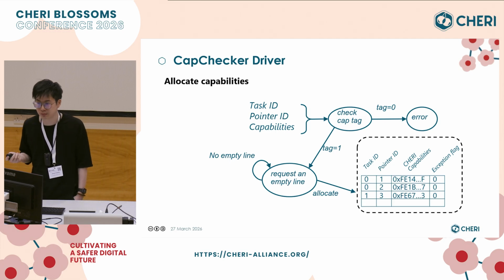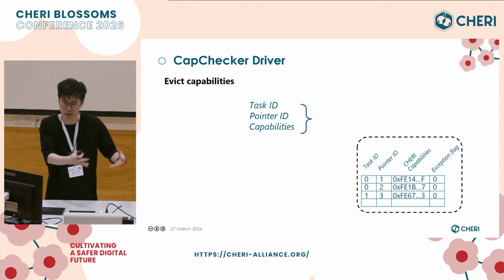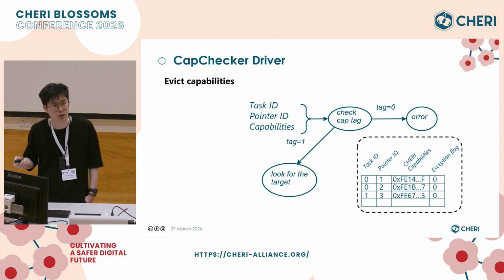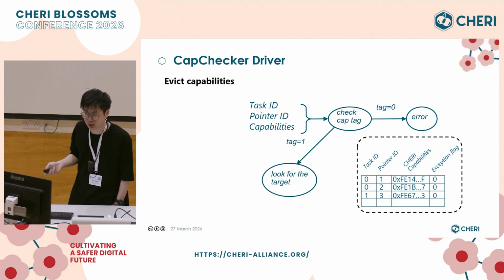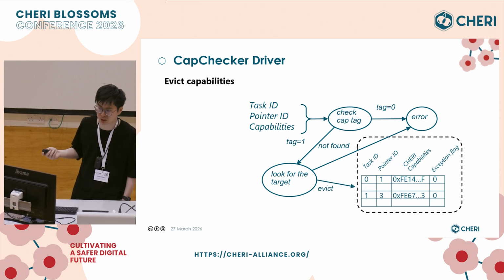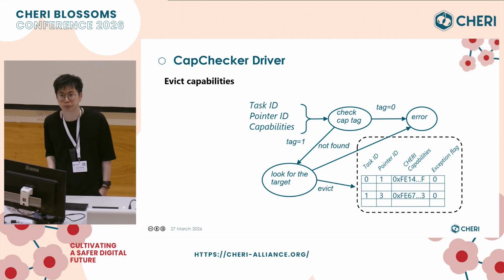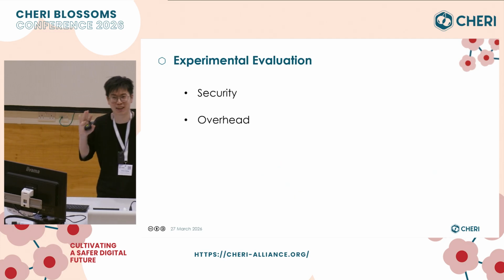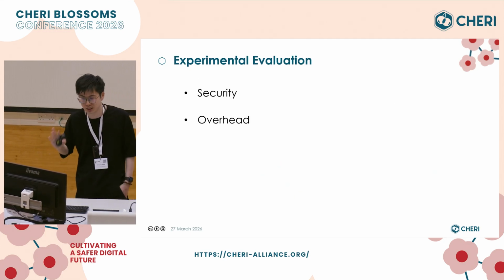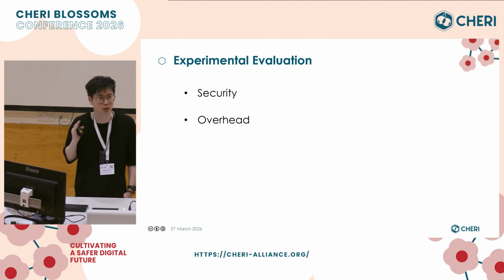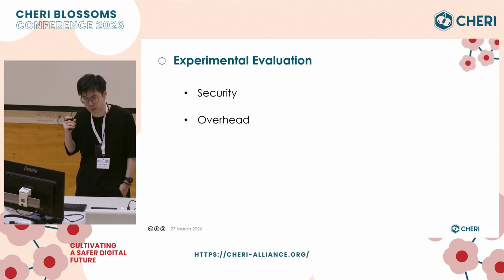It is the same for eviction. We take these three components, check the tags, and then look for the target capability in the repository. If it does not exist, it triggers an error. Otherwise, we just evict it. Okay, simple. So this is a very simple idea. It works, focused on security. We haven't touched microarchitecture, but that is something for future work.